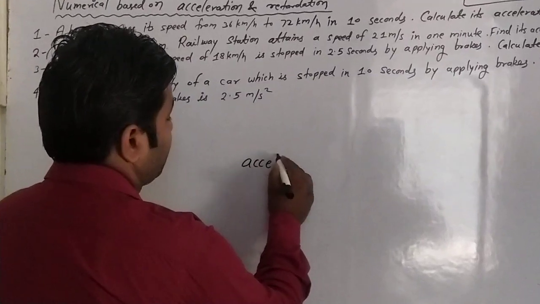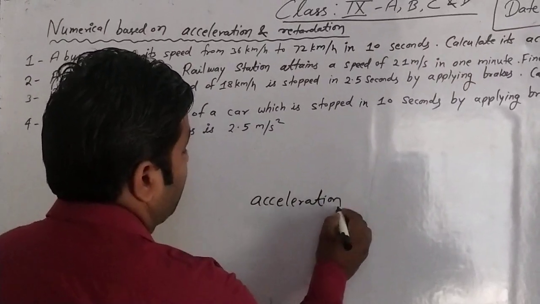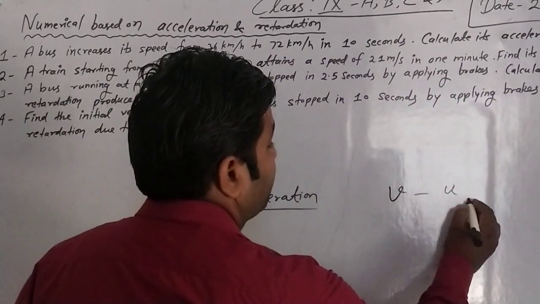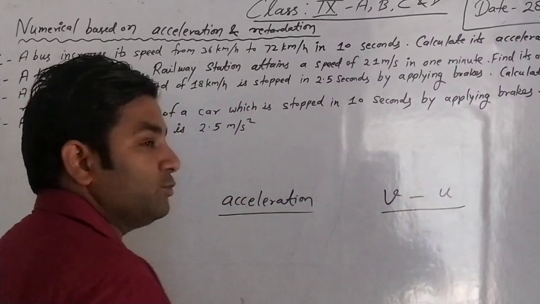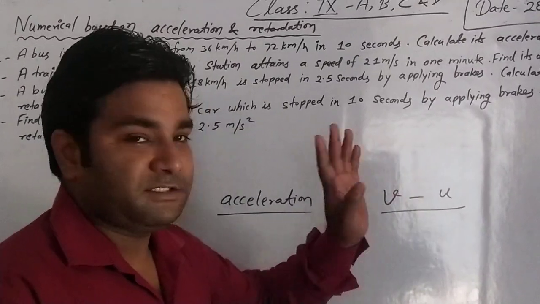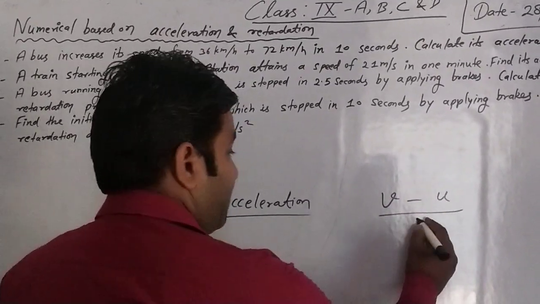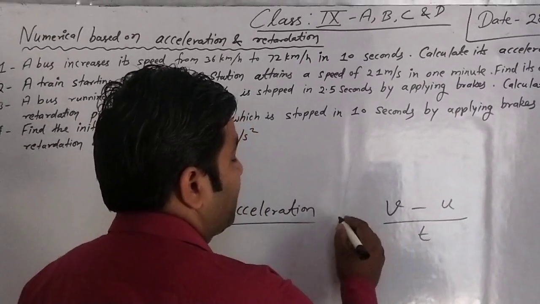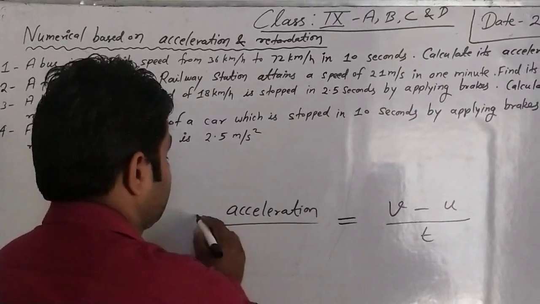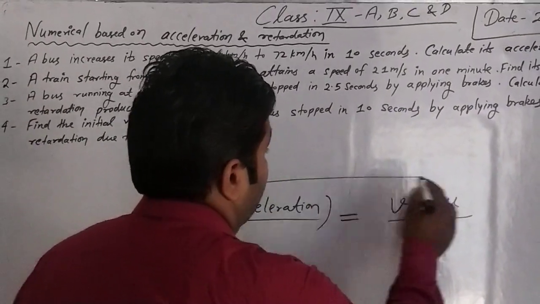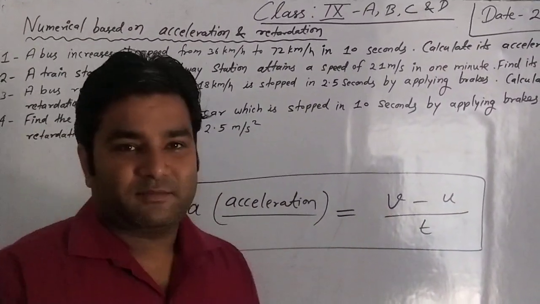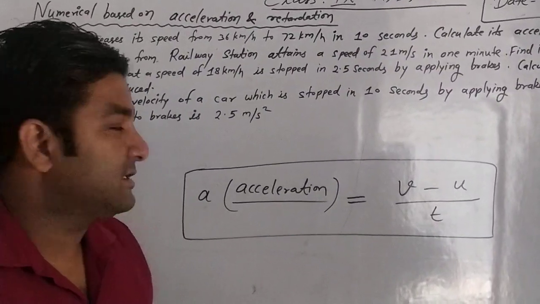Acceleration means, simply, whenever velocity changes. Suppose u is the initial velocity and v is the final velocity. Then final minus initial is the change in velocity. Whenever velocity changes with respect to time, the ratio v minus u upon t is defined as acceleration. A is equal to v minus u upon t. In short, the time rate of change of velocity is defined as acceleration.